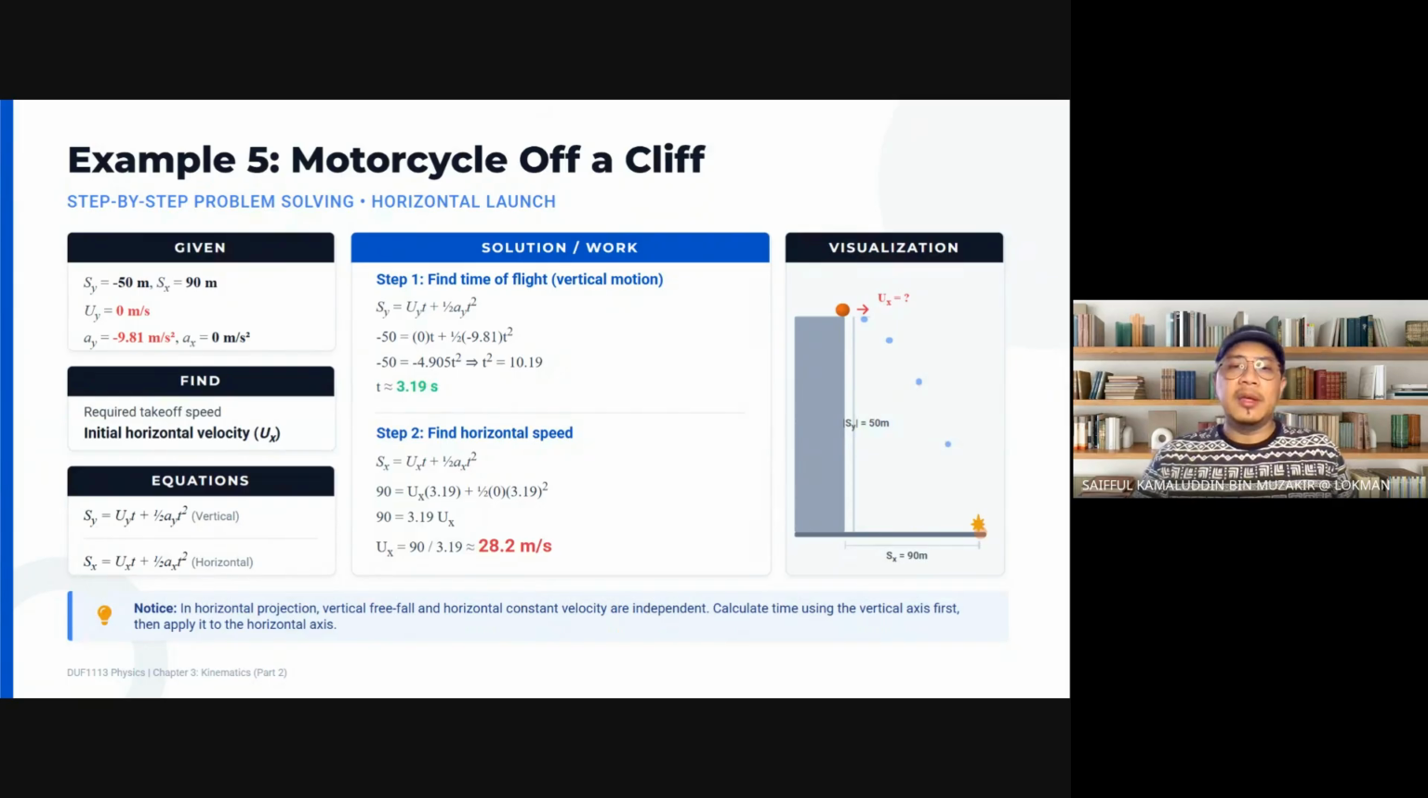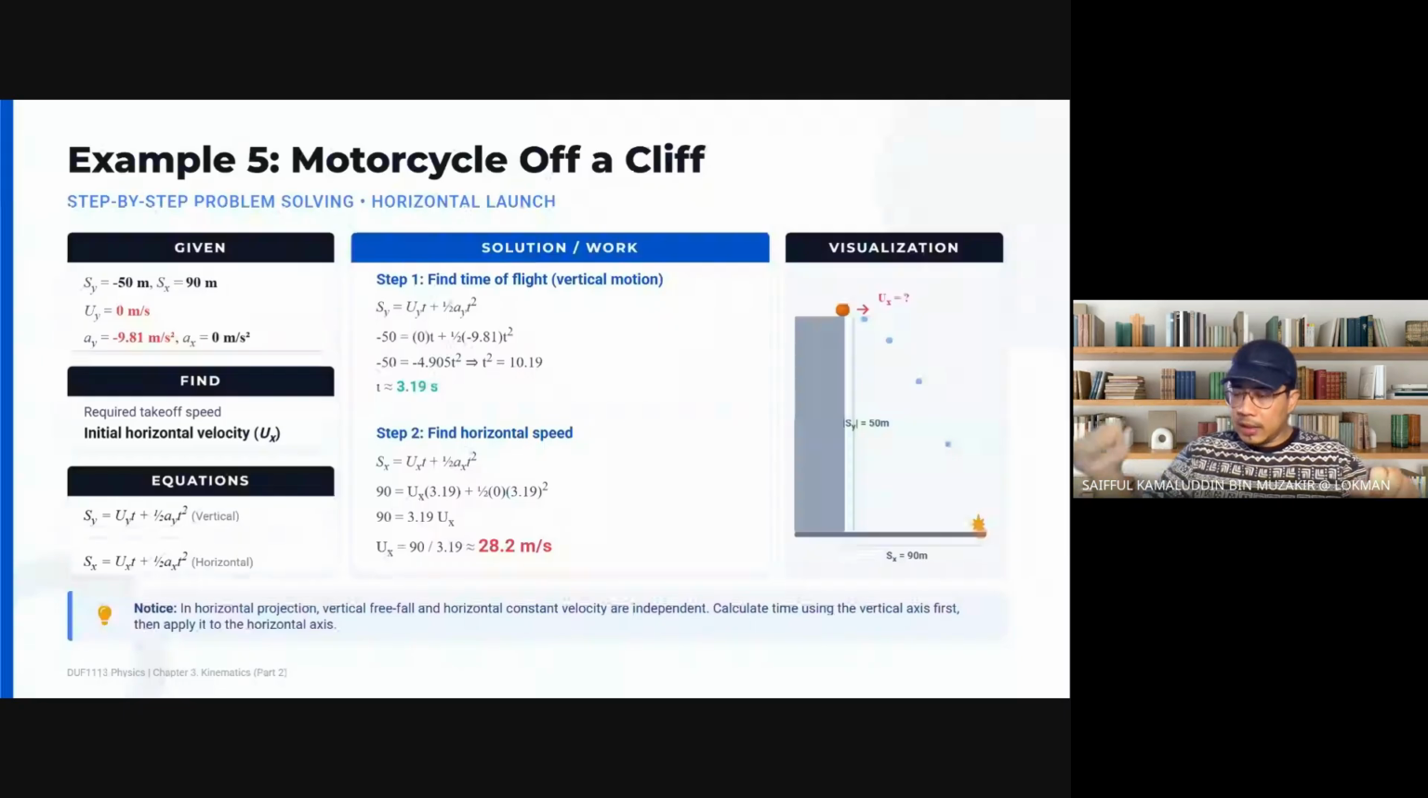So step 1, find the time of flight. Maybe you could find the time of flight by trial and error. Try using the three equations. If you use the second equation, try to solve something, since maybe we don't have any clue. Okay, using it, what can we accomplish? Try to figure out. SY, we got SY, negative 50 meters. How about UY? UY is 0 because the motorcycle only moves rightward.